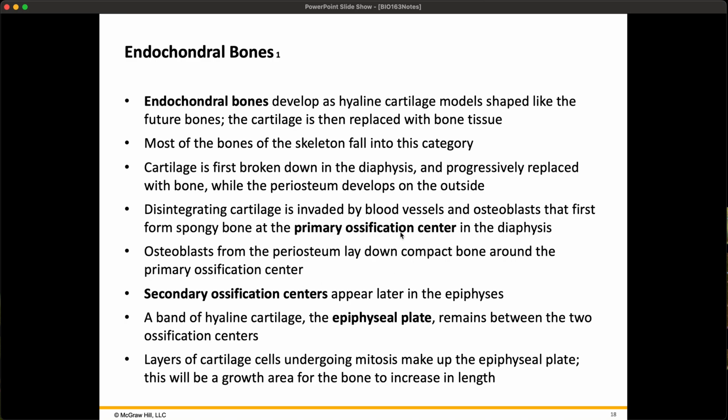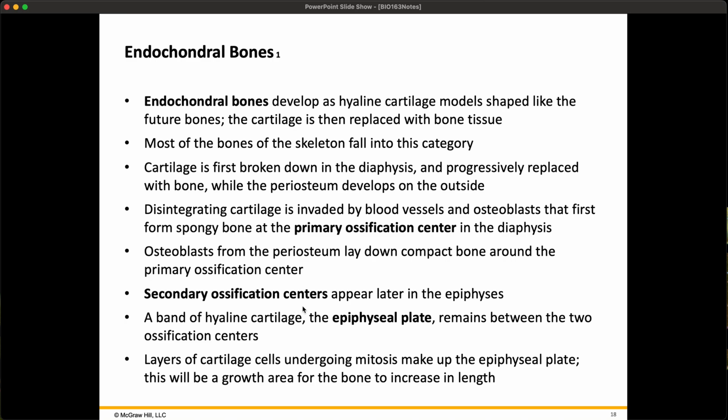So the primary ossification center is when that cartilage in the diaphysis starts to get broken down and invaded by blood vessels and osteoblasts, and they form that spongy bone in the primary ossification center. From there, they start to lay down compact bone around that diaphysis and form that structure and shape. And then you start to get these secondary ossification centers later in the epiphyses. So primary is just because it's first, secondary because it comes after. That's really what it means.